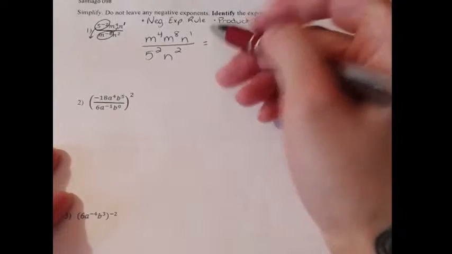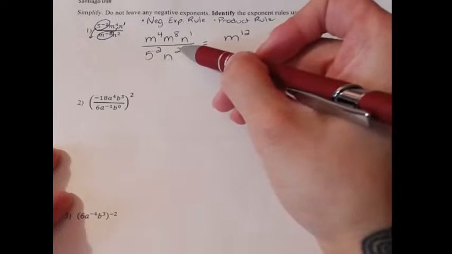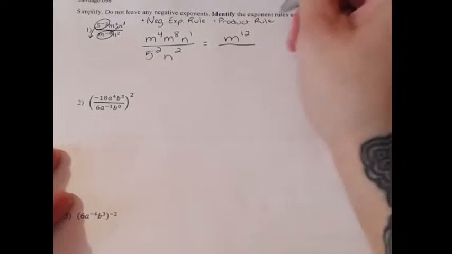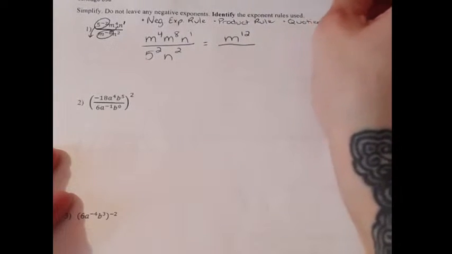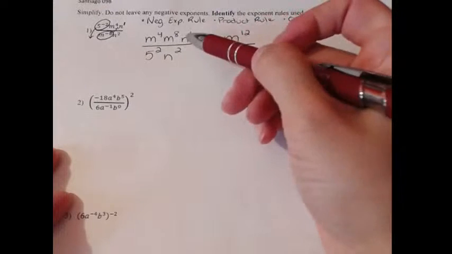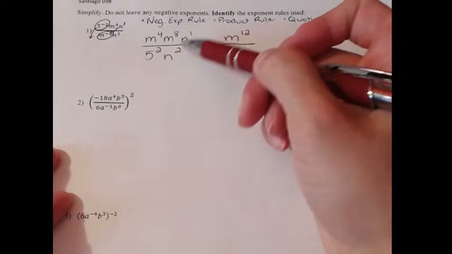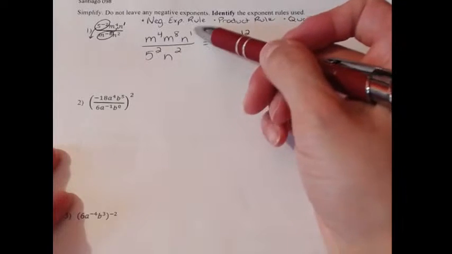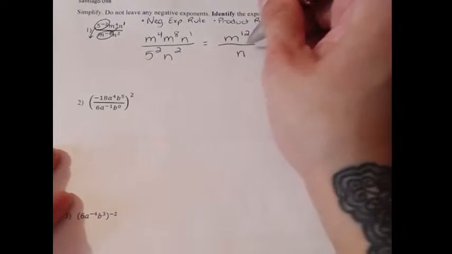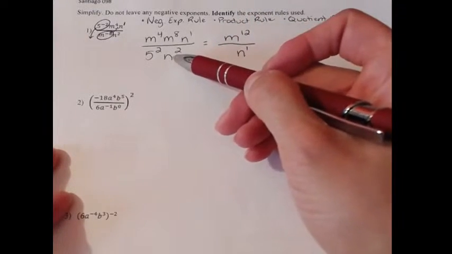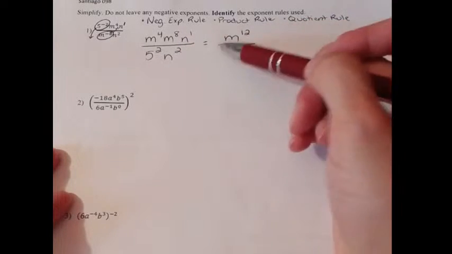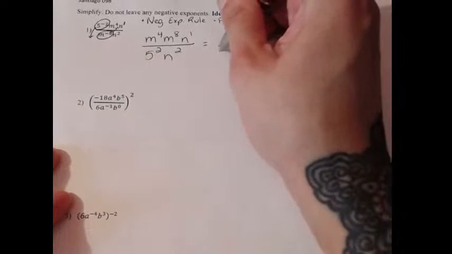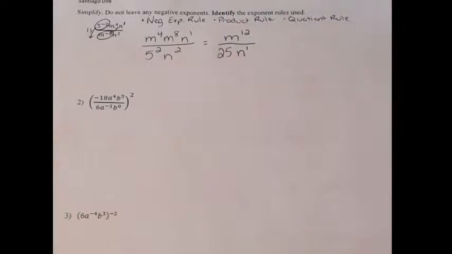Also notice I have n to the first over n to the second, which implies I'm going to now use the quotient rule. If I have n to the first in the numerator and n to the second in the denominator, when I subtract, I'm going to have n to the first in the denominator. I also have 5 squared in the denominator, but I'm not going to leave it 5 squared. 5 times 5 is 25, and that completes my problem.